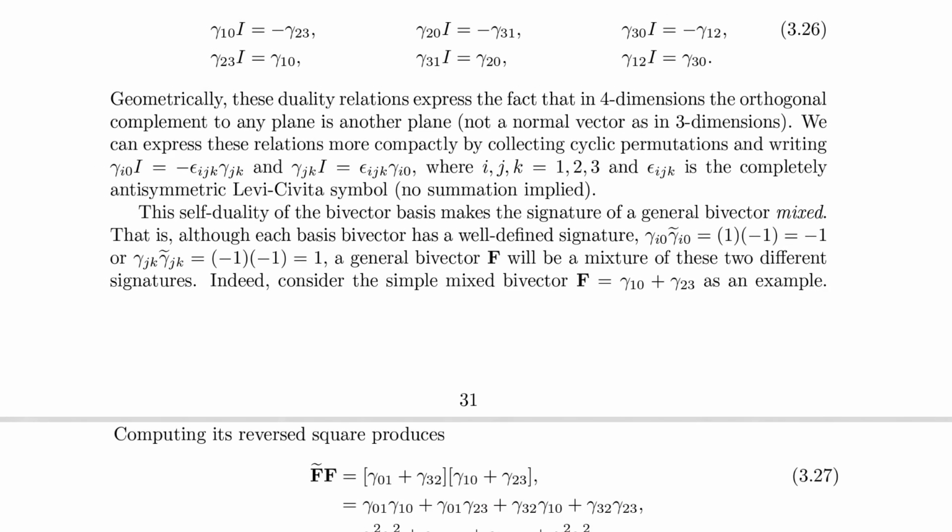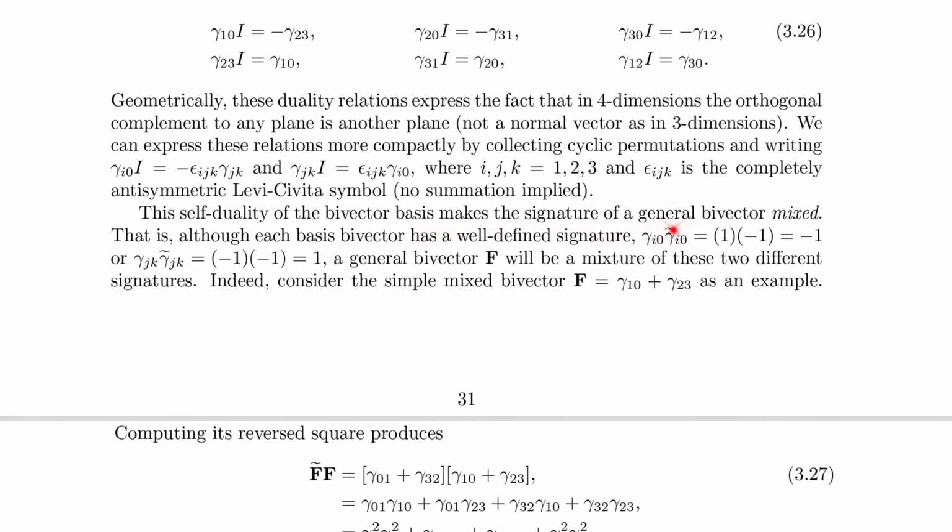Let's see. The self-duality of the bivector basis makes the signature of the general bivector mixed. Well, that's really interesting. So, first of all, in our signature calculations so far, we came up with the whoppingly interesting +1 or -1. So they're saying it's mixed. So let's figure out exactly what that means.